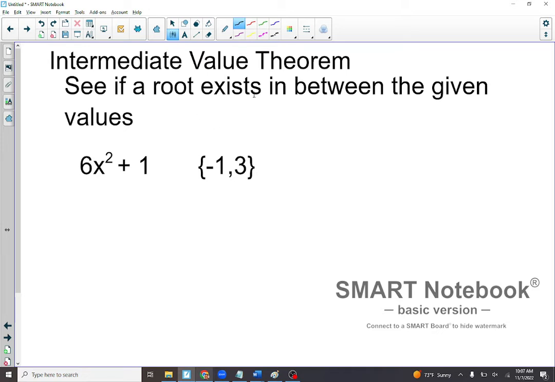All right, intermediate value theorem. So you want to check if a root exists. A root means that y equals 0, so it hits the x-axis. So you need to check if it exists.